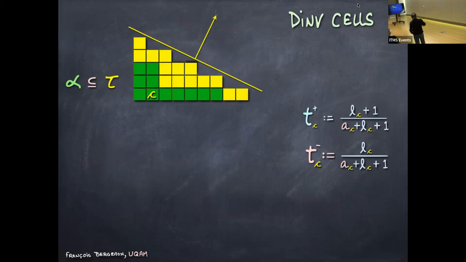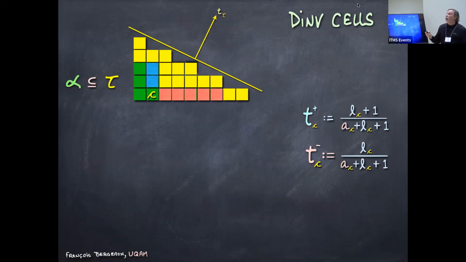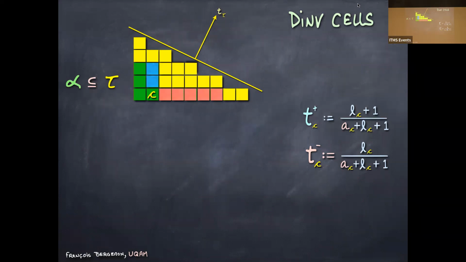So there are some cells that I'm going to call DINV cells, because the parameter that's linked to them is the DINV parameter. And these quotients will come back. But now be careful, because they're computing using the leg and the arm inside alpha, inside the smaller partition.